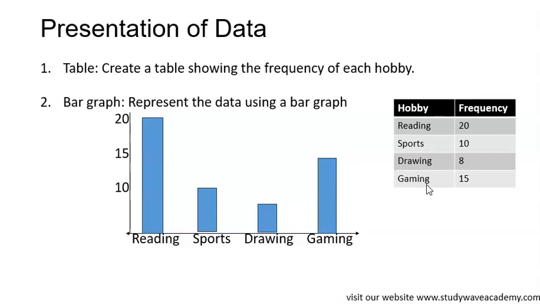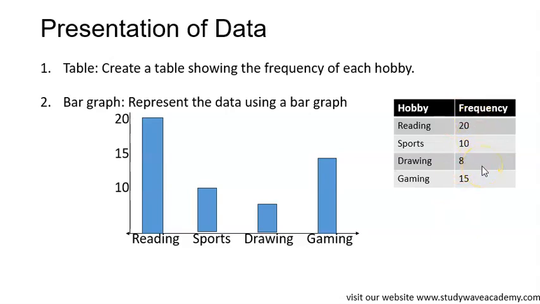And when you are done writing out the numbers, then you accumulate them together. You look at reading. How many persons said reading? If they're up to 20, you write 20. You look at sports. How many persons said sports? 10. Drawing. How many persons say they love drawing? That is their hobby. 8. How many persons said gaming? They love playing games instead. 15. So this is the frequency, okay?